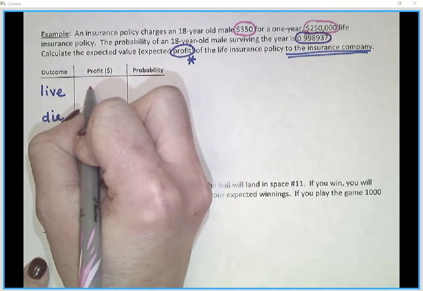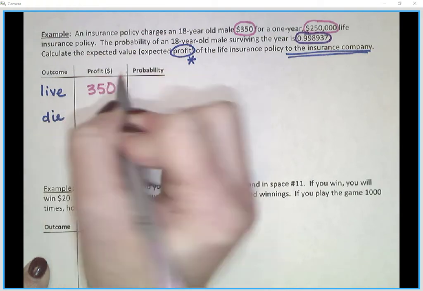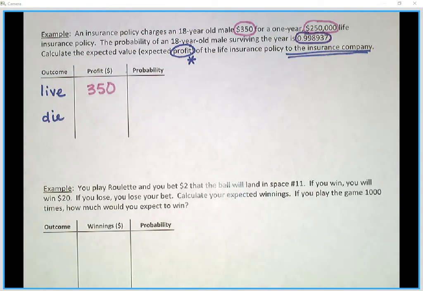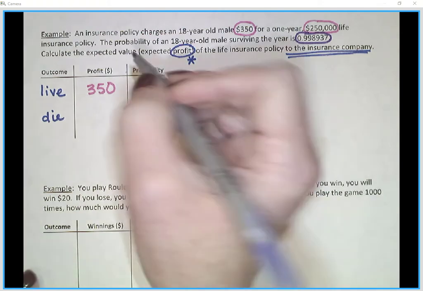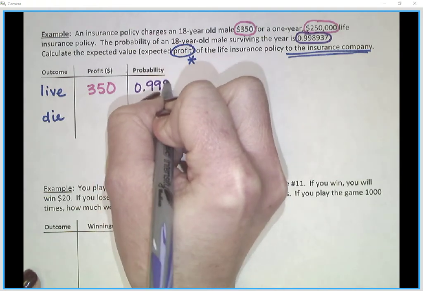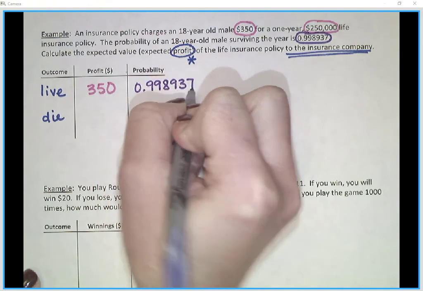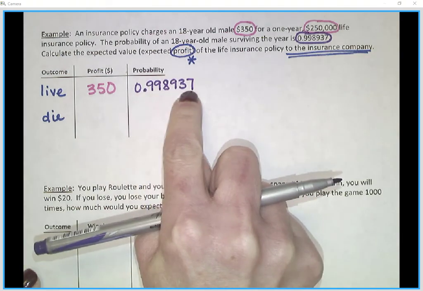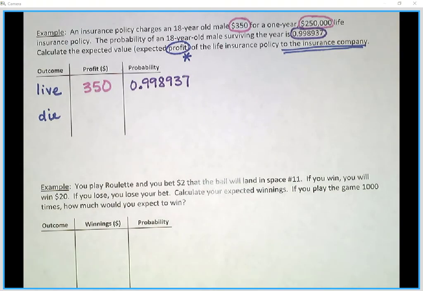So that would be $350. They would get to keep it, and it's positive $350. And the chance that they get to do that is 0.998937. So most of the time, they get to keep the $350. But what happens if this 18-year-old male were to die? Well, they would have received $350, but then they have to pay out $250,000.